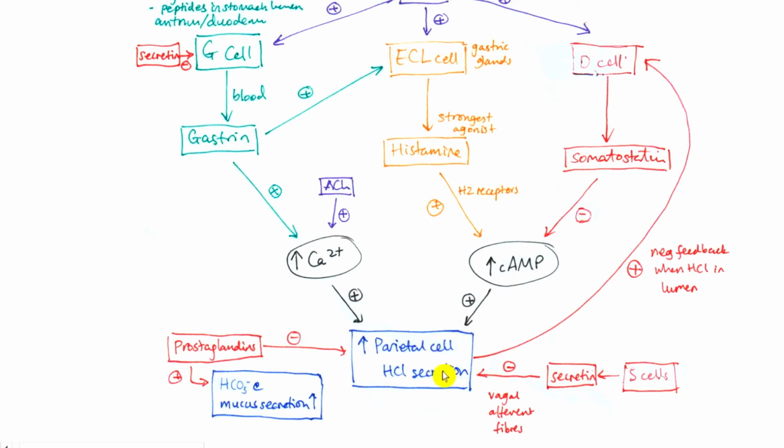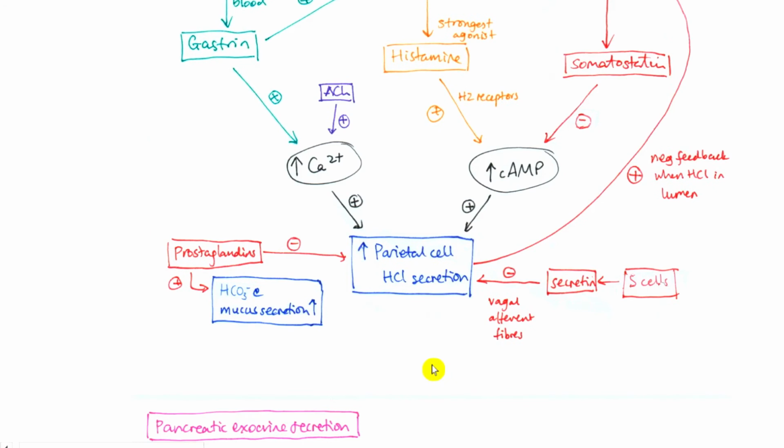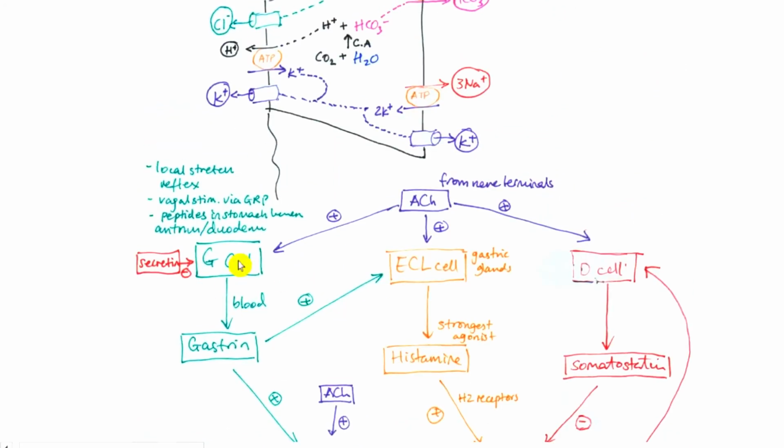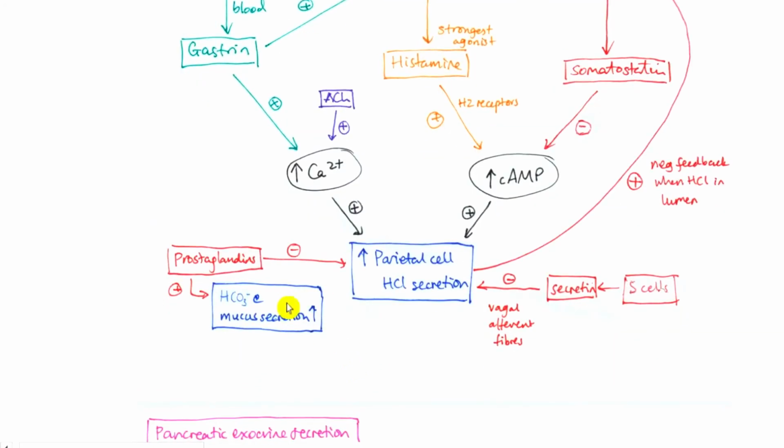Now there's also negative feedback, so when there's a lot of acid detected in the lumen, the D cells detect this and increase their activity, so it decreases the acid secretion to protect the lining of the stomach. S cells release secretin, which decreases the HCl secretion through vagal afferent fibers and also decreases the activity of G cells. And prostaglandins decrease the HCl secretion, as well as increasing bicarbonate and mucus secretion, so it protects against acid.